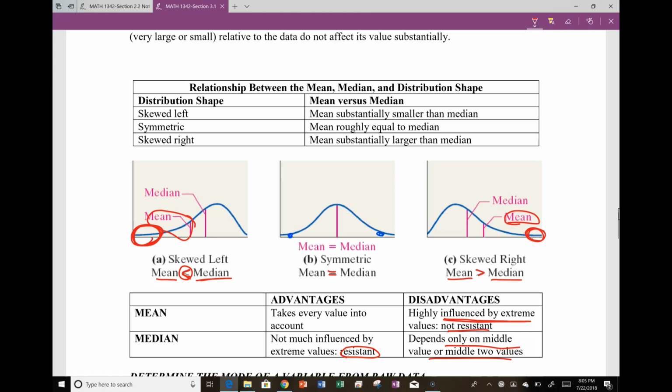Practice getting your mean and your median, and let me know if you have any questions.